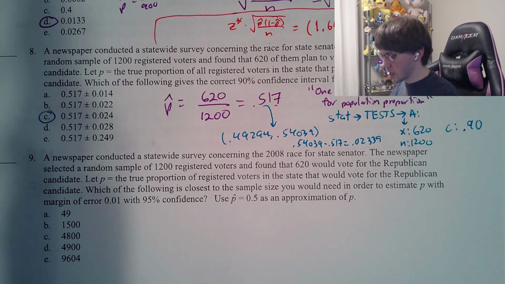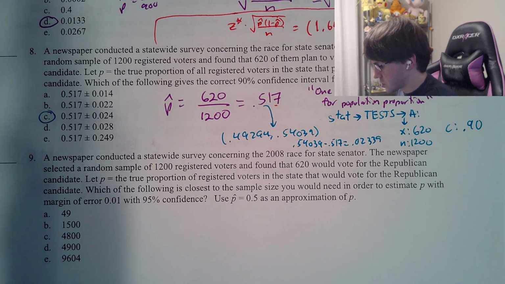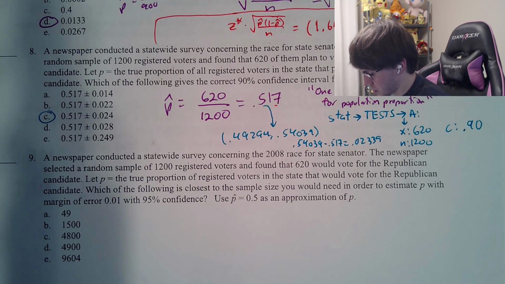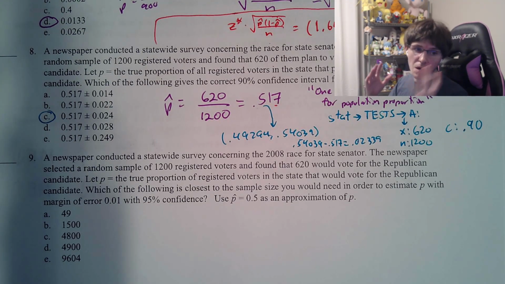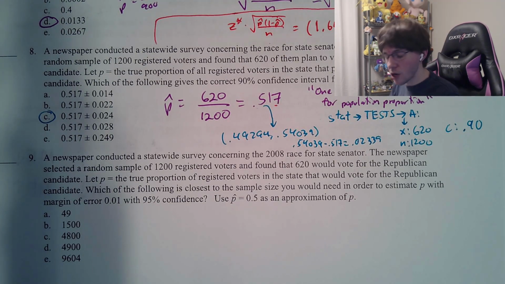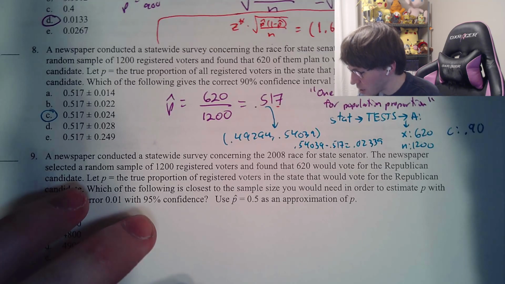All right. So, a newspaper conducted a nationwide survey concerning the 2008 race for state senator. The newspaper selected a random sample of 1,200 voters. The same exact one, it looks like. Which of the following is closest to the sample size you would need in order to estimate p with a 0.01 error? So, this is going to be, in my opinion, one of the hardest questions on the test because of the algebra that you have to do.